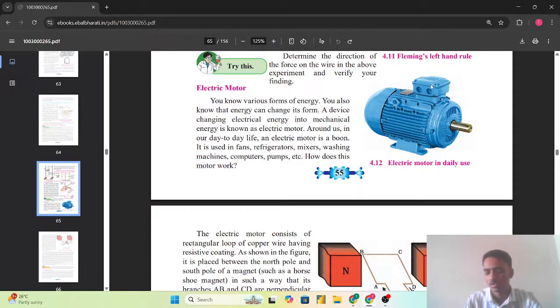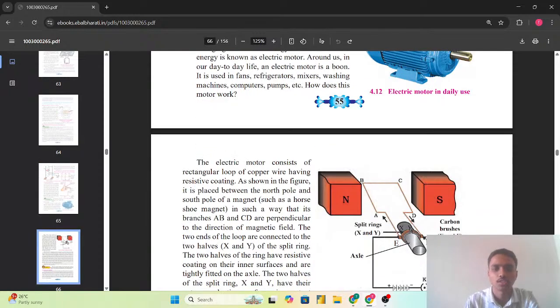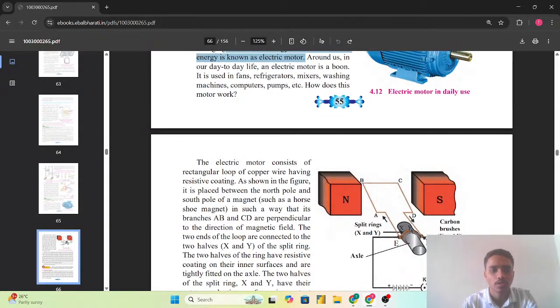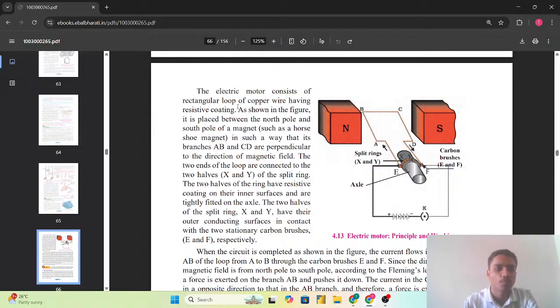As we have also studied about the energy conservation law in class 9, that energy can neither be created nor be destroyed. It can only be converted from one form of energy into another form of energy. So here, the electrical energy is getting converted into the mechanical energy. Around us in our day-to-day life, an electric motor is a boon. It is used in fans, refrigerators, mixers, washing machines, computers, pumps, etc. How does this motor work? The electric motor consists of a rectangular loop of copper wire having a resistive coating.